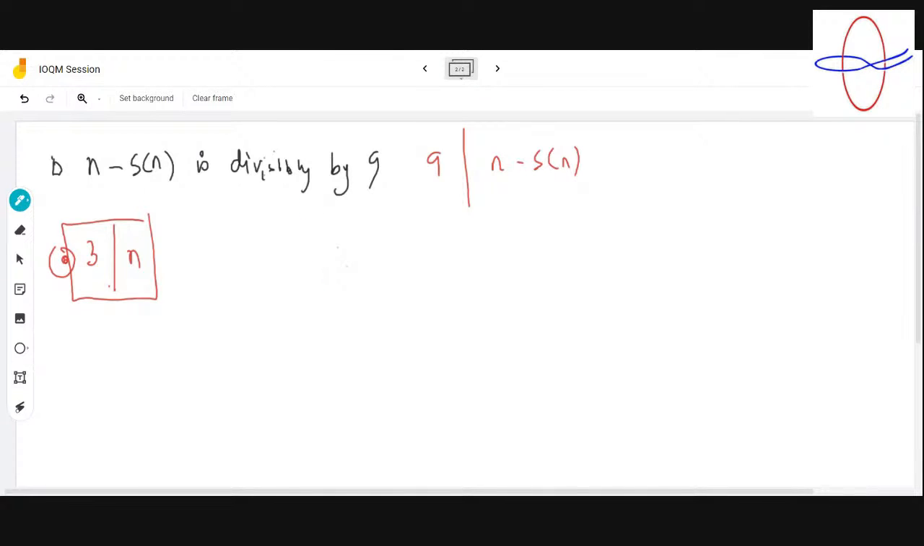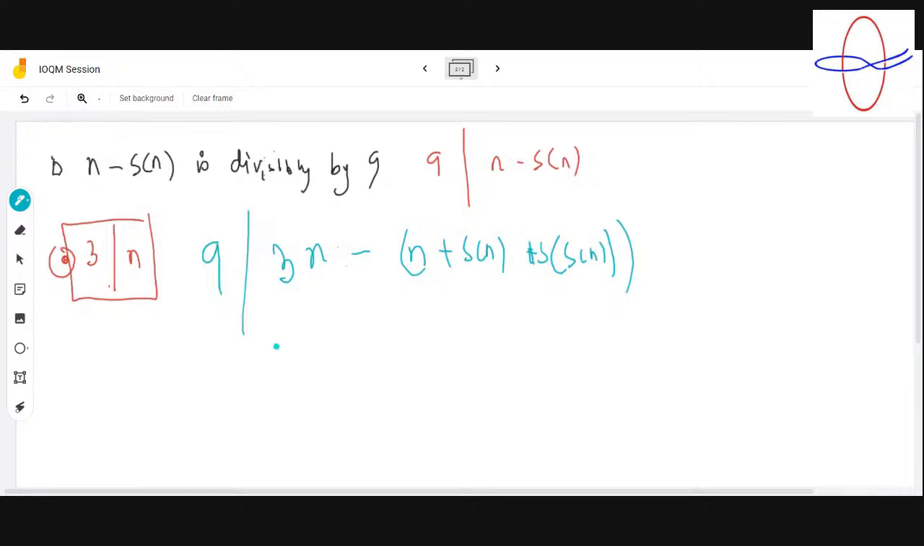Yes, 3 divides n, which is actually what it means. So it means the following: observe that n and S(n) give the same remainder when divided by 9. Since n minus S(n) is divisible by 9, we will show that 3n minus n minus S(n) plus S(n) plus S(S(n)), that is the actual number, is divisible by 9.